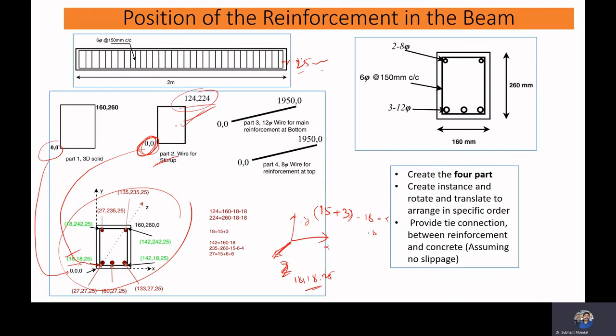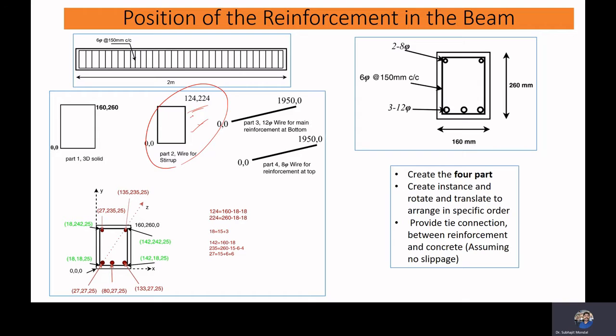So how 124? That basically you can see here: 160 minus 18 from this side and 18 from this side. So this will come as 124. You can imagine it like this: 18 here and 18 here, minus from 160, so we get 124. Similarly, we will get 224. Once you create the stirrup with this dimension, in the assembly you have to rotate and translate it so that you can place it here. Okay.